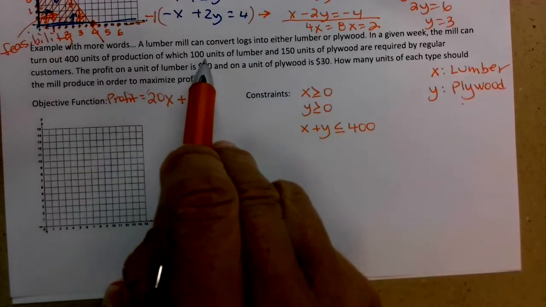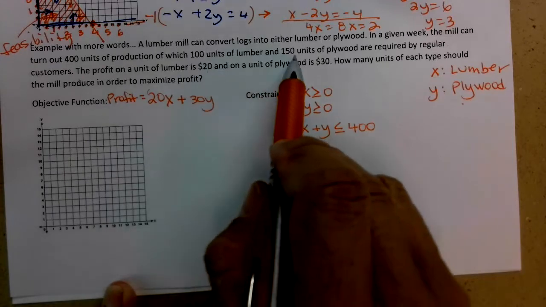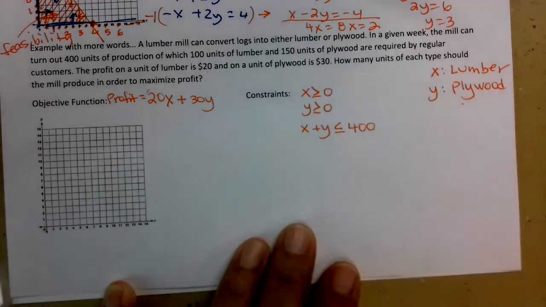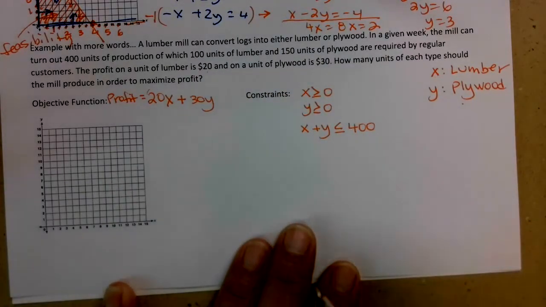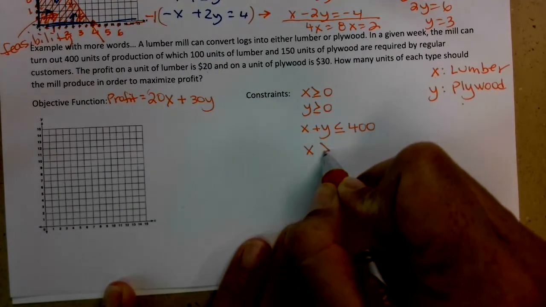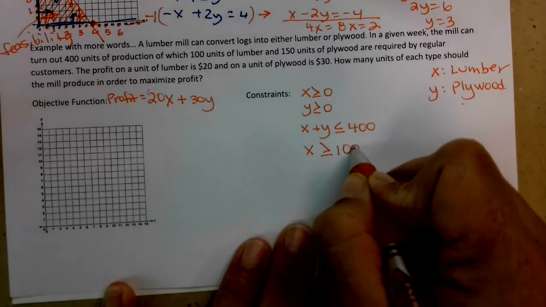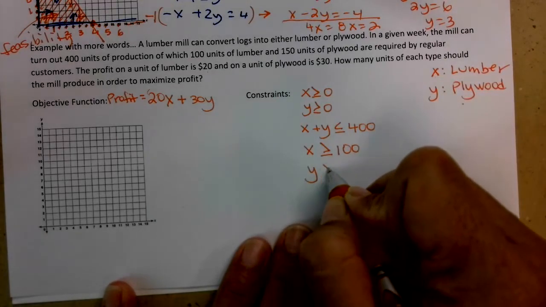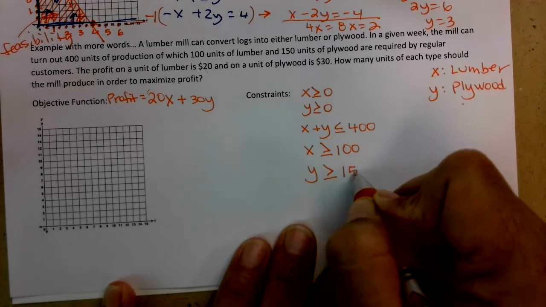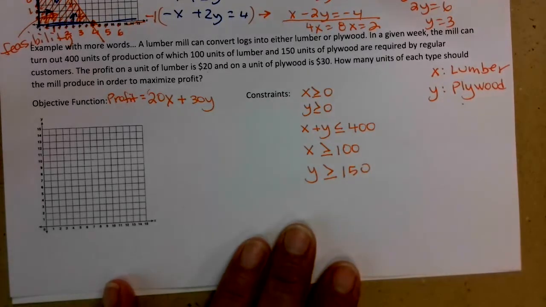Of which 100 of lumber and 150 of plywood are required. So we have to have at least 100 units of lumber, right? Because those are already pre-sold. So X is greater than or equal to 100 for our lumber, and Y is greater than or equal to 150. I think that's all we've got there. Okay, well, let's see if we can do that.